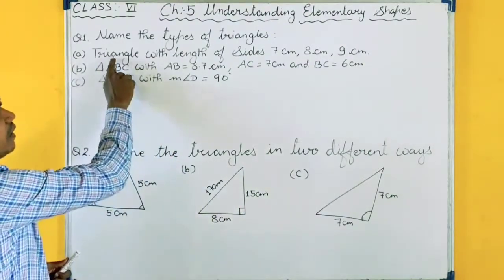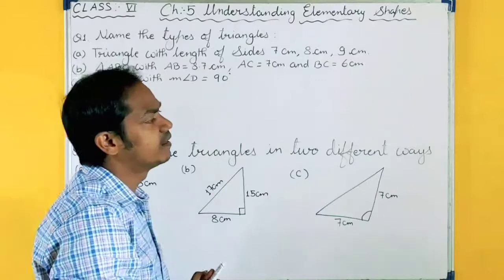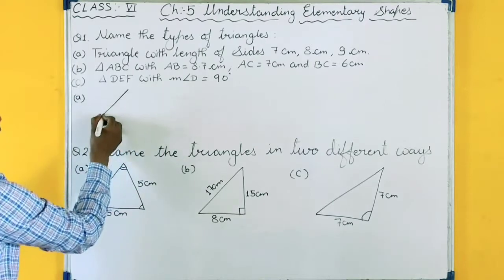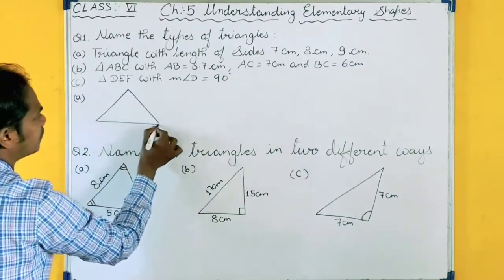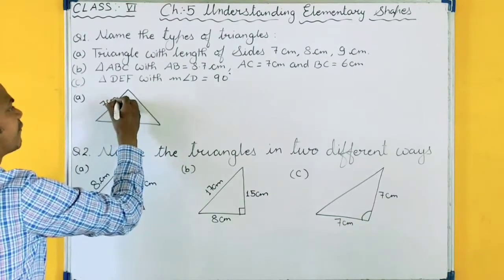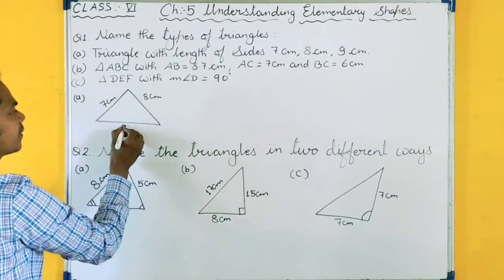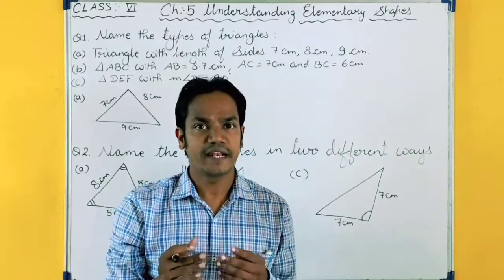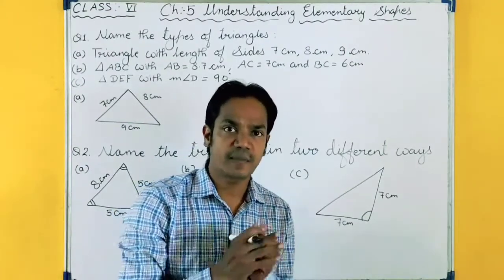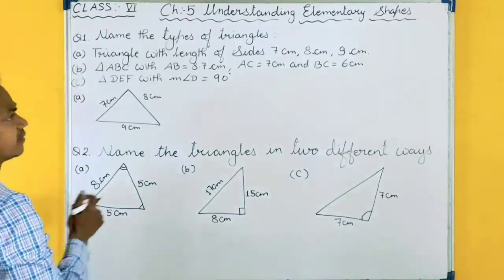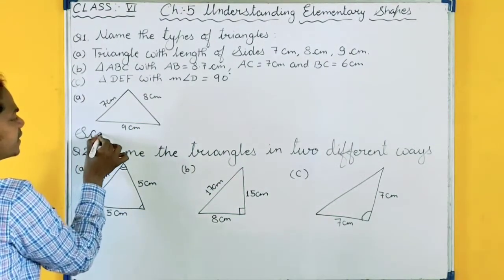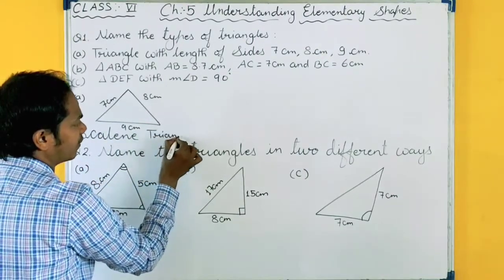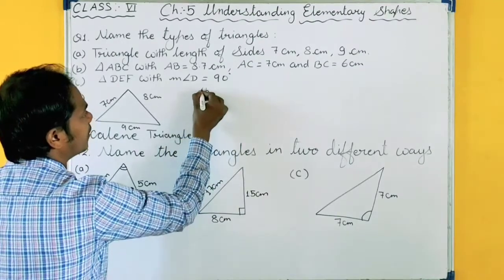The first question is a triangle with side lengths of 7, 8 and 9 centimeter. Here I will draw a figure and explain a triangle with sides 7 centimeter, 8 centimeter and 9 centimeter. All three sides are different. When all three sides of a triangle are different, that type of triangle is called a scalene triangle. Scalene triangle.